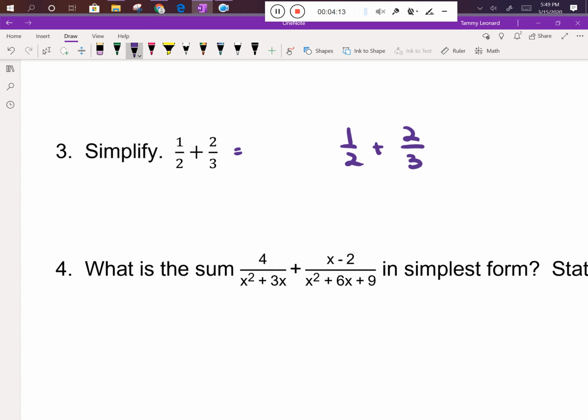All right, I'm going to look at this problem and say, okay, what would be my least common multiple for my denominator? Well, my least common multiple is going to be 6, right? That's the smallest number that's evenly divisible by both 2 and 3.